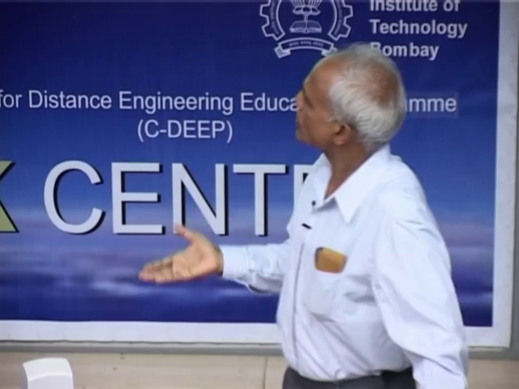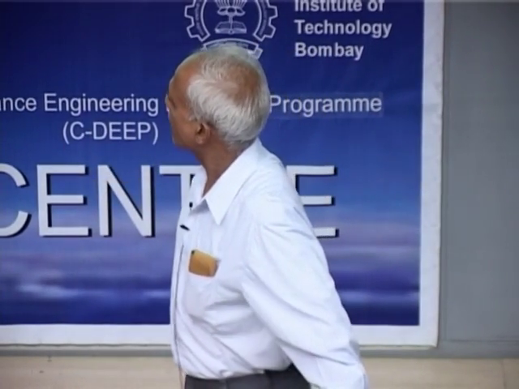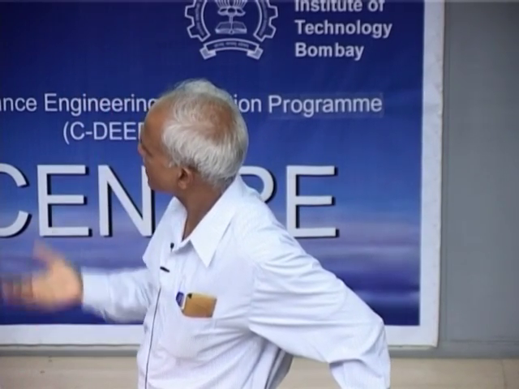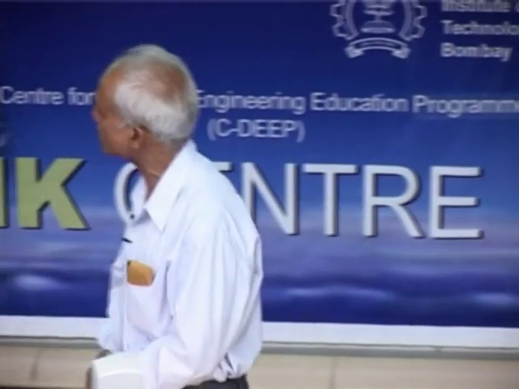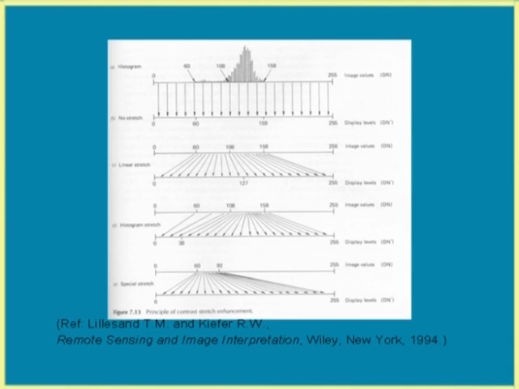So it can be gray level thresholding, level slicing, and contrast stretching, and of course many manipulations of spatial filtering, edge enhancement, multi-image manipulation, ratioing, principal components, vegetation indices. What exactly does this mean? Suppose the gray level values are only within this range, okay? If the gray level values are only within this range, it may be difficult to discriminate between two classes because they are very close.